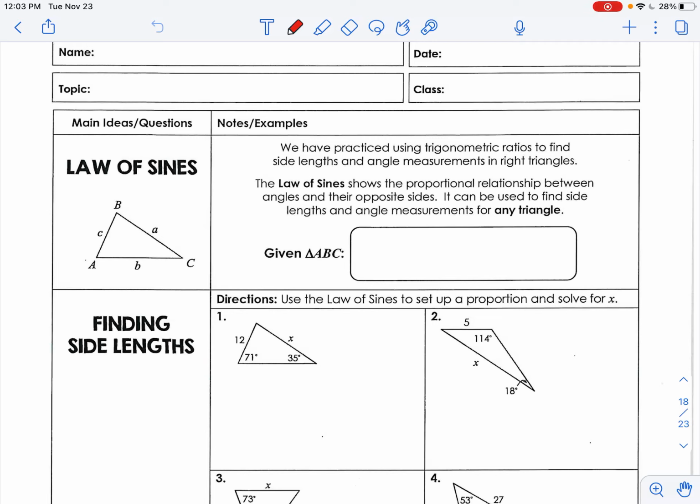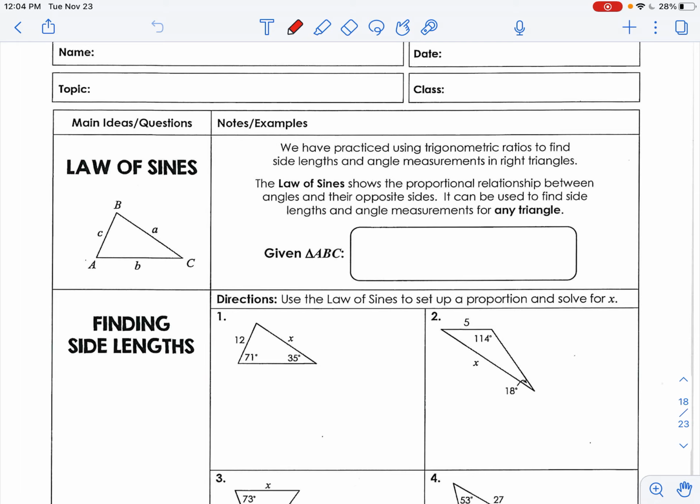Okay, so we're going to call this section 7.7 when you see the assignments there. This is going to be the first part of two sections, 7.7 then 7.8, that deal with non-right triangles. So this is the first section where we're going to address that, and the first one is called law of sines.